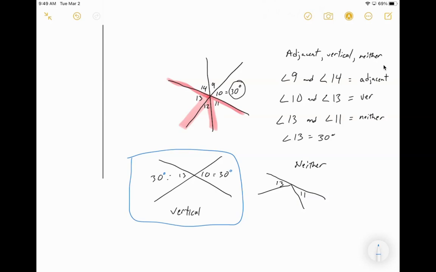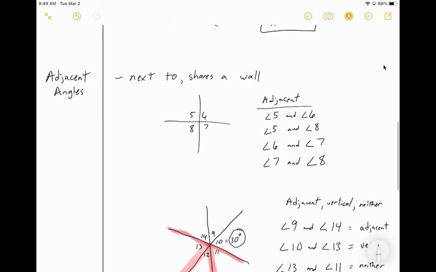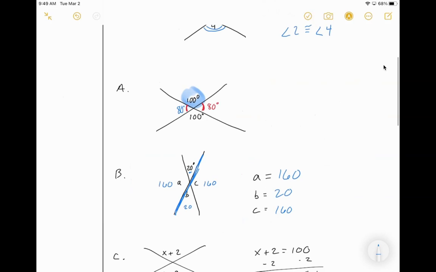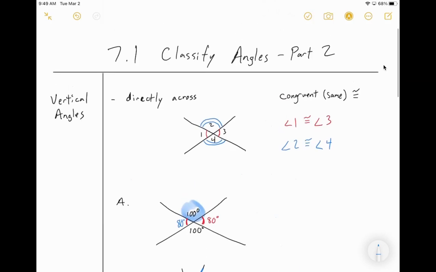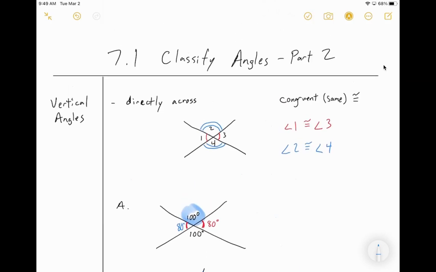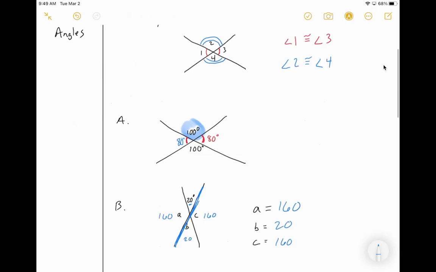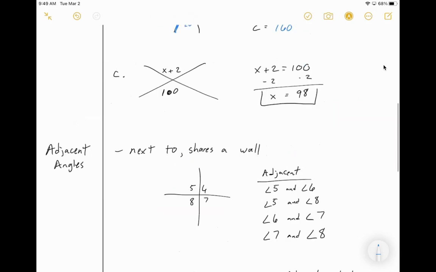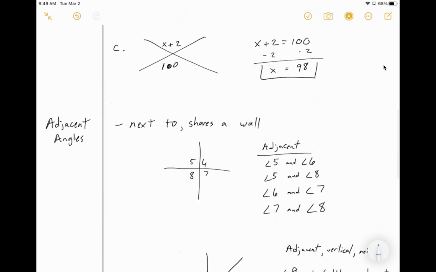Okay. So you're gonna have to do that a little bit on your homework tonight. It's a little bit tricky, but we'll practice it and we'll get better at it. Okay. So again, what's really important as we wrap things up is, as you're looking at these vertical angles, directly across, directly across, they've got to make that X. Okay. And adjacent angles are the ones that are just next to each other, sharing a wall. Those are the two big vocabulary words for today. Okay. So you'll practice this on the worksheet a little bit, and hopefully it'll become a little bit more clear.